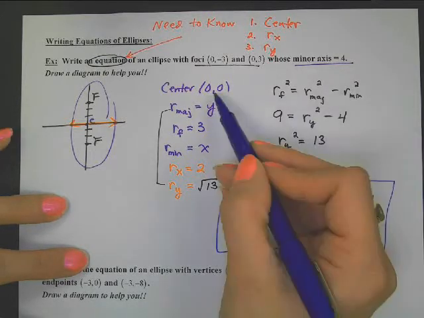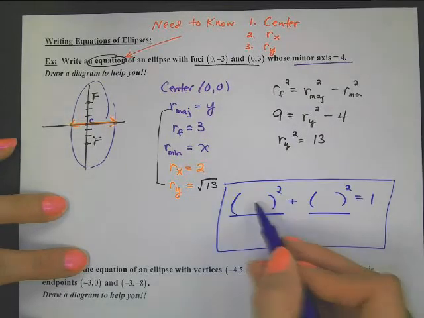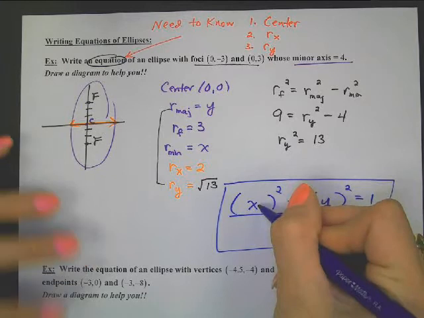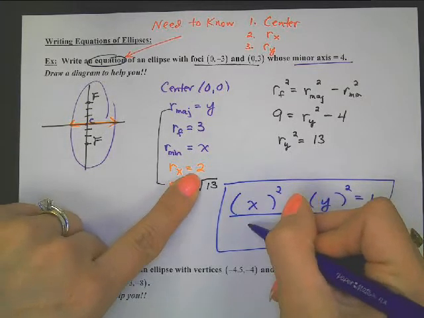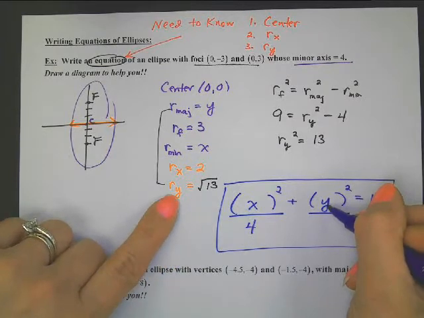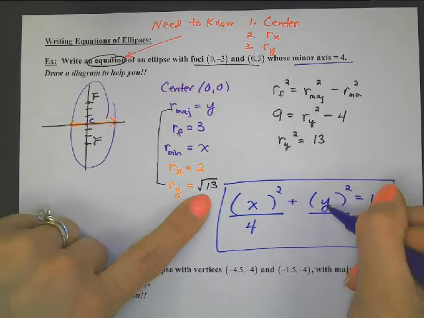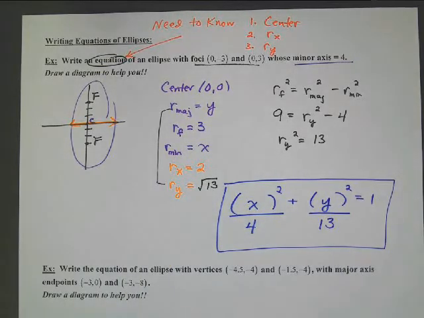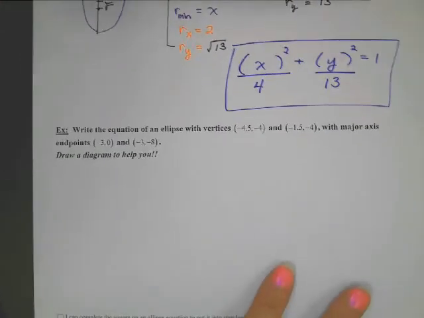Okay, let's see if you got it right. Since the center is 0, 0, we don't need any numbers other than x squared, y squared. R sub x is 2, so under him let's put 4. Under y squared, I will square the square root and get back to 13. Excellent.